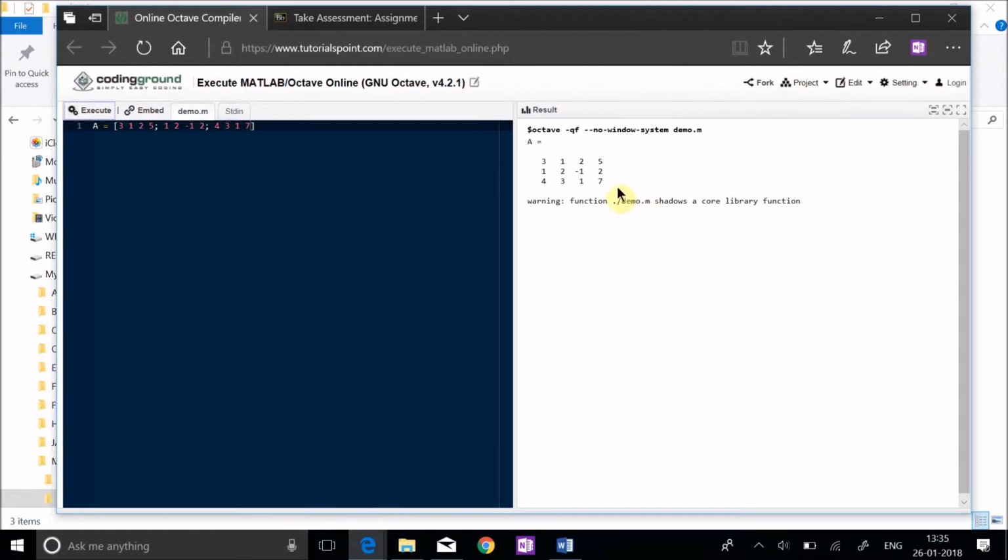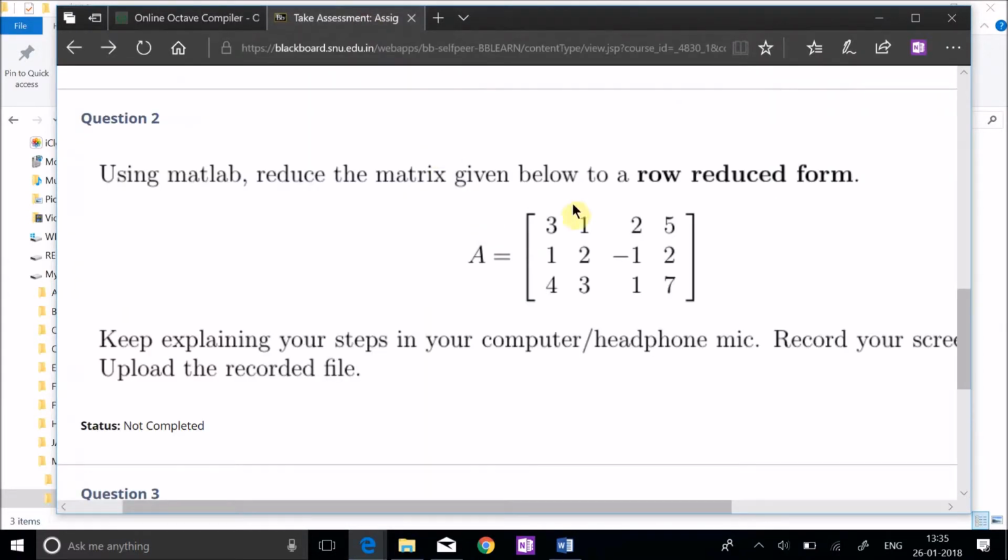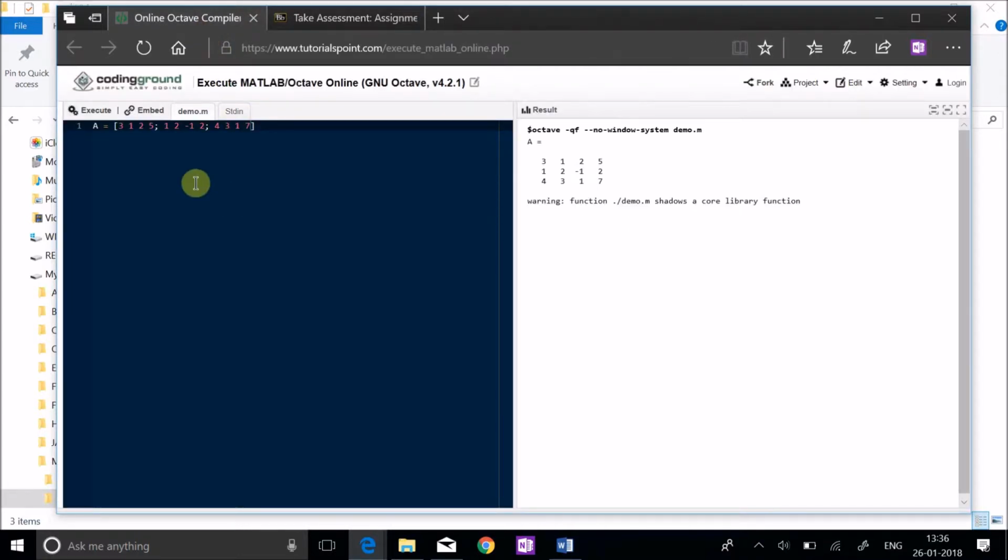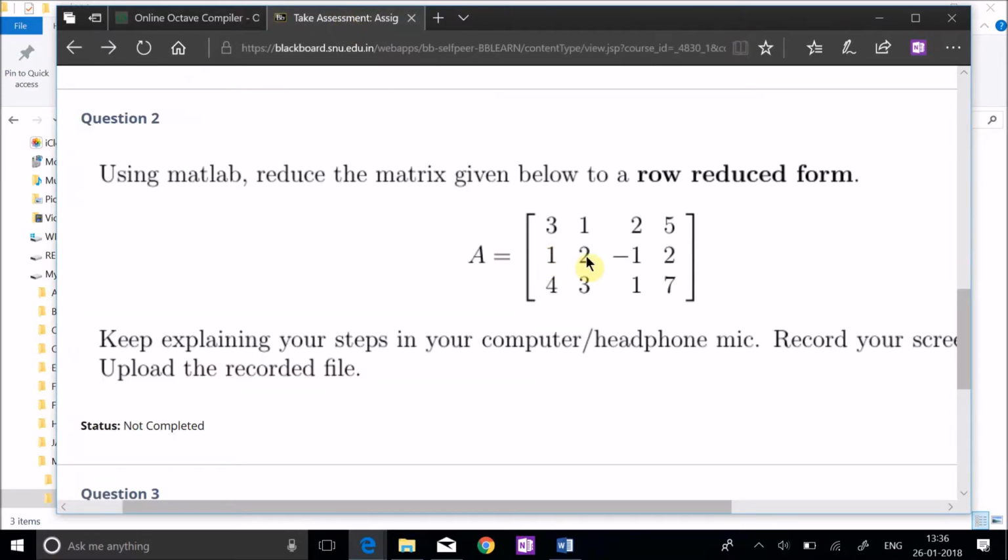So how do you row reduce this? As I said, this 3 is the non-zero entry, called the leading entry of this row, and we have to make these two entries 0. How do we do that? We can do this by using simple row operations. If you look closer, for the second row, to make this 0, I can multiply the second row by 3 and subtract it from row 1. So how do we do that?